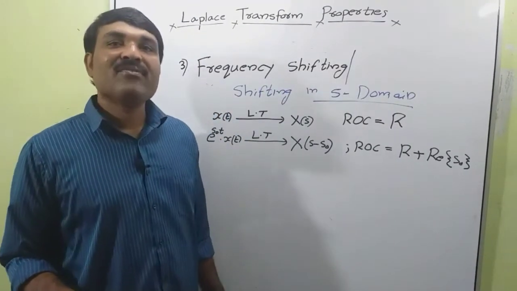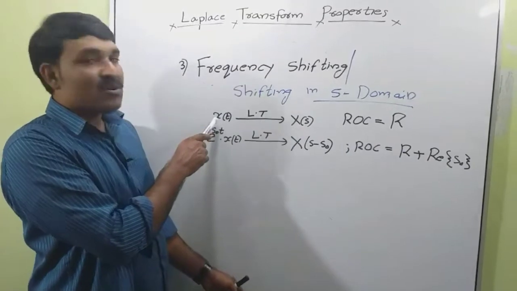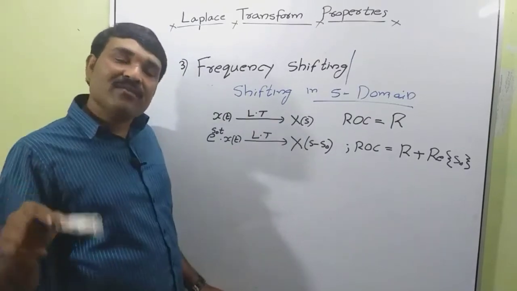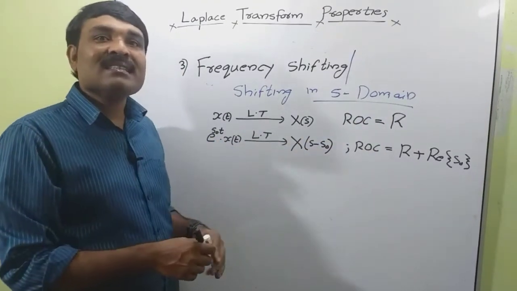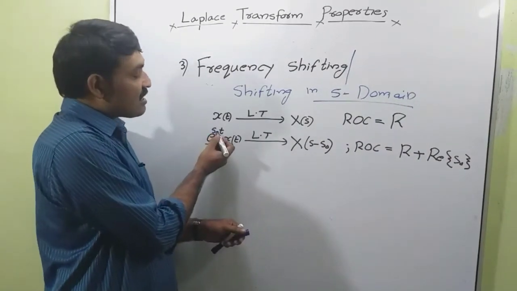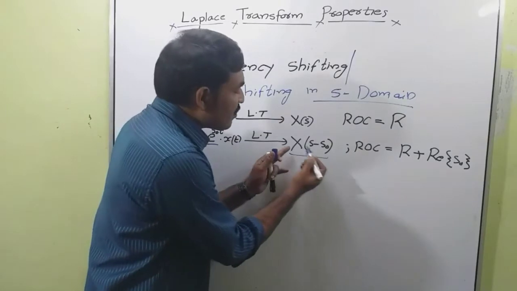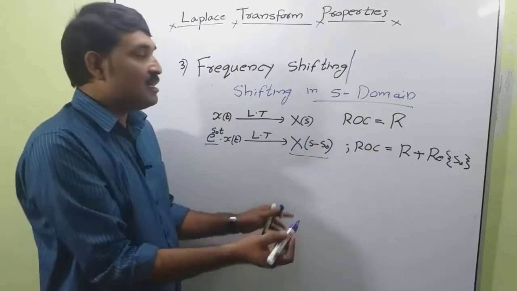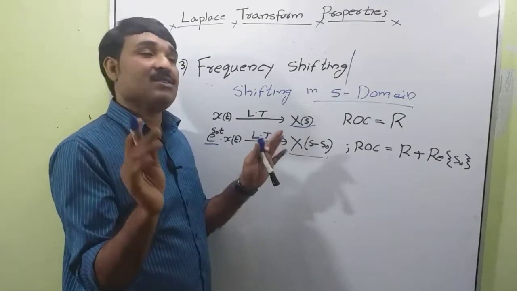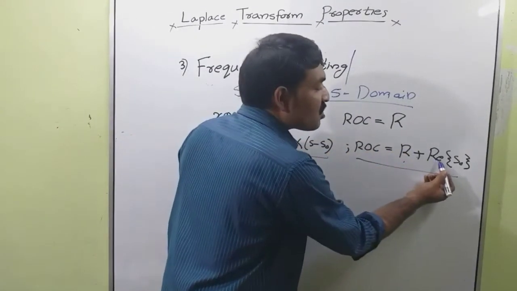Now the third property is the frequency shifting property, or shifting in the s domain. That means suppose x(t) is Laplace transformable and its Laplace transform is X(s) and region of convergence is R. Then for the frequency shifted signal, x(t) multiplied by e raised to s0 t, where s0 is a complex number, the Laplace transform is equal to X(s minus s0). That means this is shifted by s0 units. And its ROC is the ROC of X(s) plus the real portion of s0.